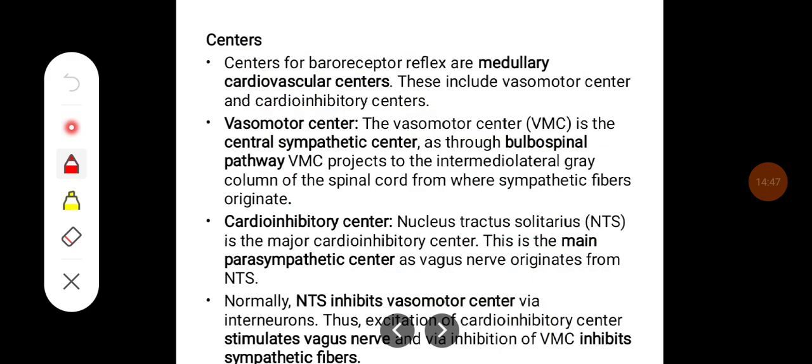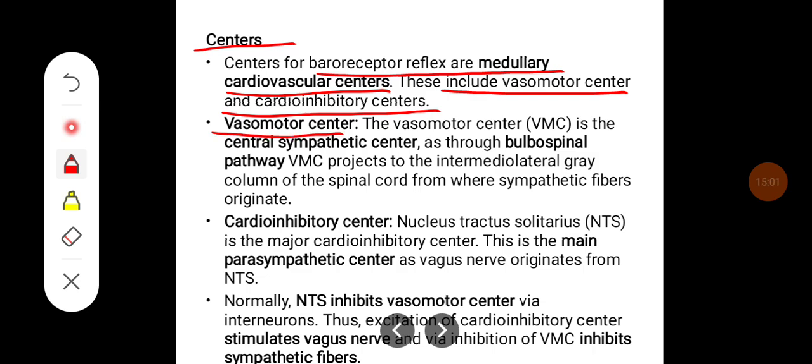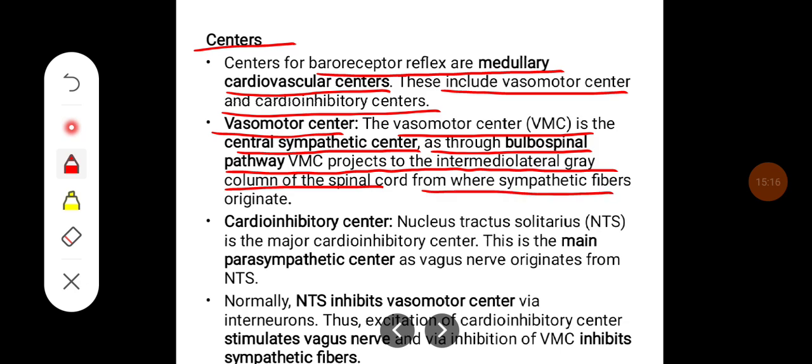Centers for the baroreceptors. The centers for the baroreceptor reflex are the medullary cardiovascular centers. These include the vasomotor center and cardioinhibitory centers. Vasomotor center, as we discussed, is the central sympathetic center, as through the bulbospinal pathway, the VMC projects to the intermediolateral gray column of the spinal cord from where the sympathetic fibers originate.